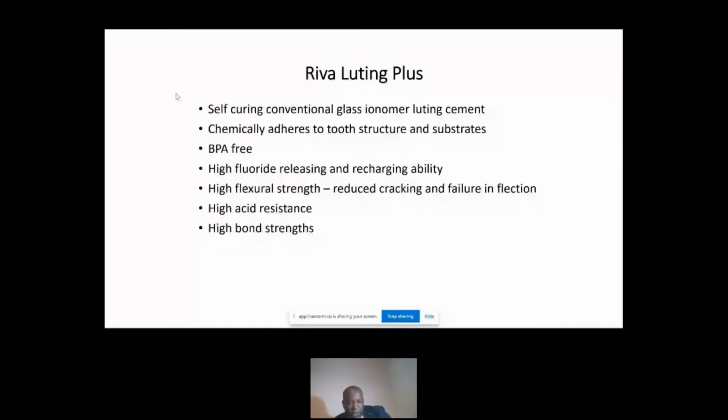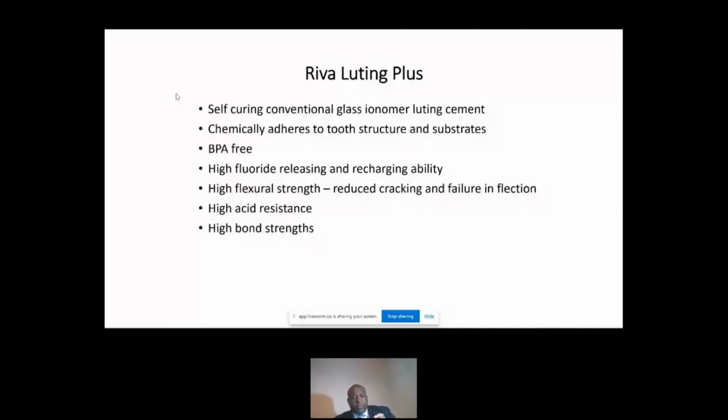Well, it's a self-curing restoration. It adheres to the tooth and substrates. And one of the very good things that I really like about this product is that it's BPA free. A lot of patients are very curious and careful about what is being put into their body. So this is a very good point to let your patients know that this is BPA free. People are avoiding using various bottles and so forth.